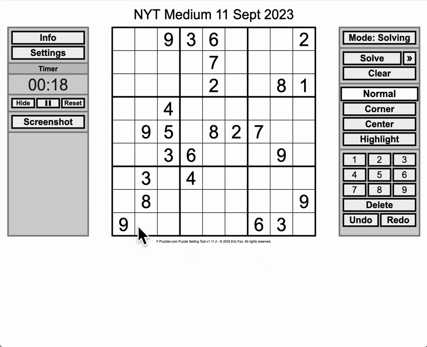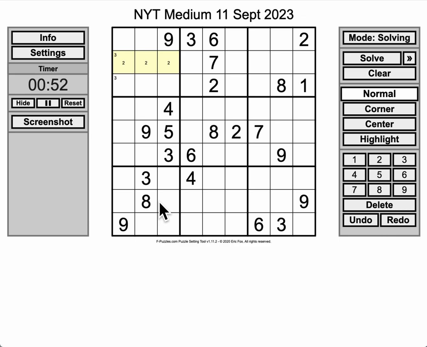I have 3 9s immediately. I have 2 3s in the left third of the grid. 3 in box 1 must be in one of these 2 cells. 2 must be in one of these 3, but I don't know which one, for box 1.